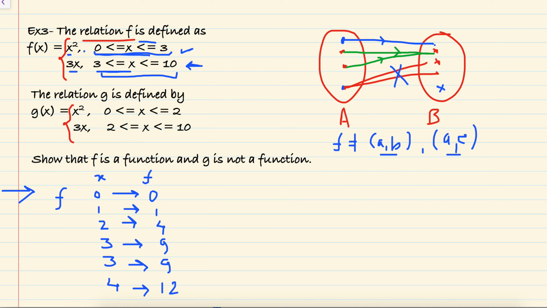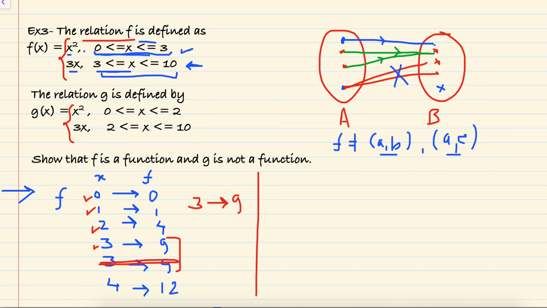So we see that for 3, using both the formula x square and 3x, we get the same value of f, that is 9. So this is redundant. 3 is just mapped to 9, a single element, and all the other elements will also be mapped to one element. It's not that 3 is taking two values.